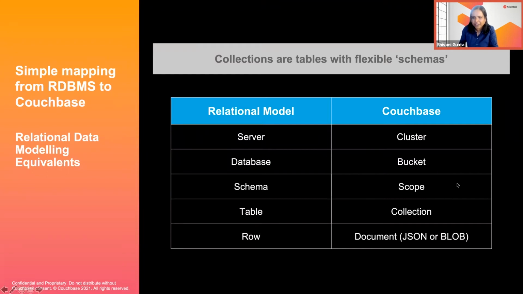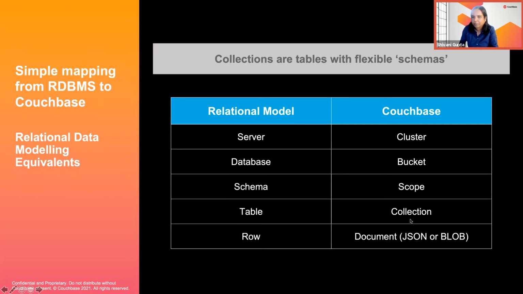A collection in our model is essentially like a table in the relational model, but with a flexible schema, because in Couchbase, you would store JSON documents or binary documents inside a collection, whereas in a relational world, you store neatly structured, predefined rows in a table. So you get the entire hierarchy that you would be used to in a relational model, but with the flexibility of the document model.